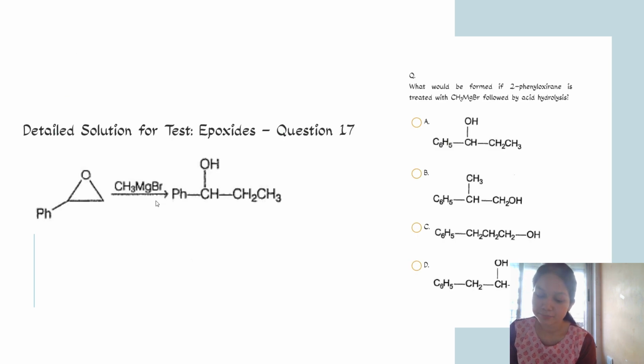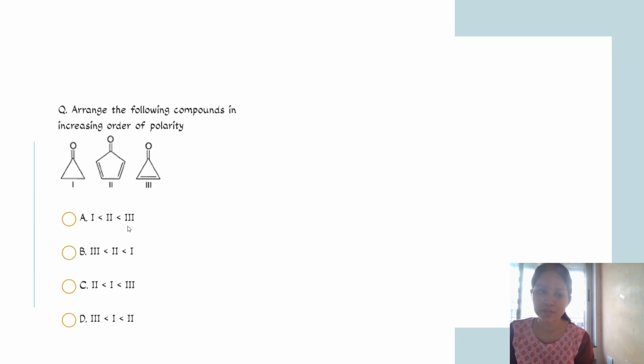So here, in absence of acid substance, we opened up the epoxide ring with methyl magnesium bromide, and subsequently we obtained this alcohol as the product. And then we moved to the topic aromaticity, and we talked how the dipole moments in these three compounds were oriented in their particular directions, and we ranked them in increasing order of their polarity.